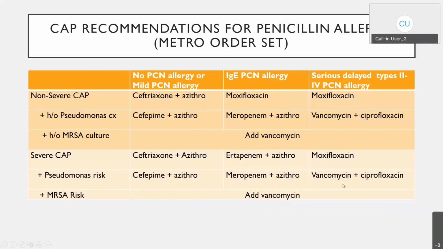And then you can see the other recommendations here for people with allergy. And the difference is whether or not it's empirically covered or whether you wait for cultures. And for non-severe, unless there's a history of a positive culture, then we wait for the results.